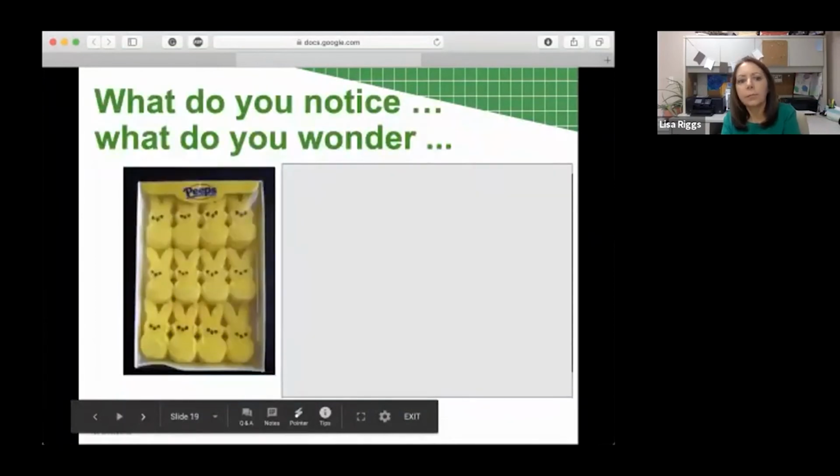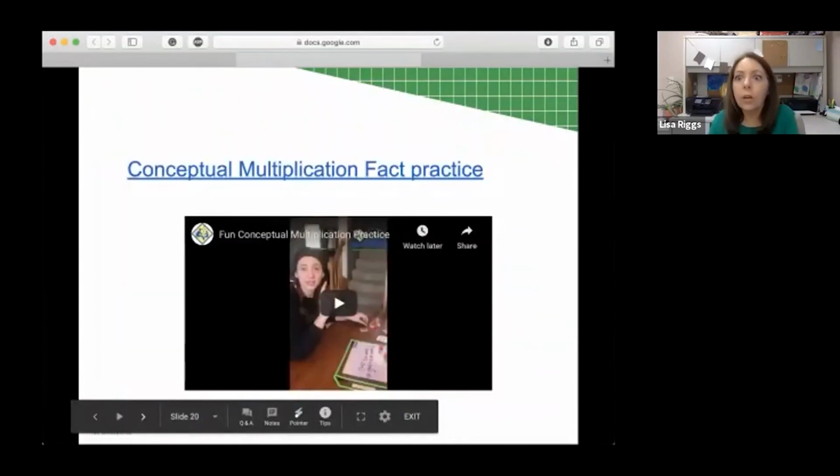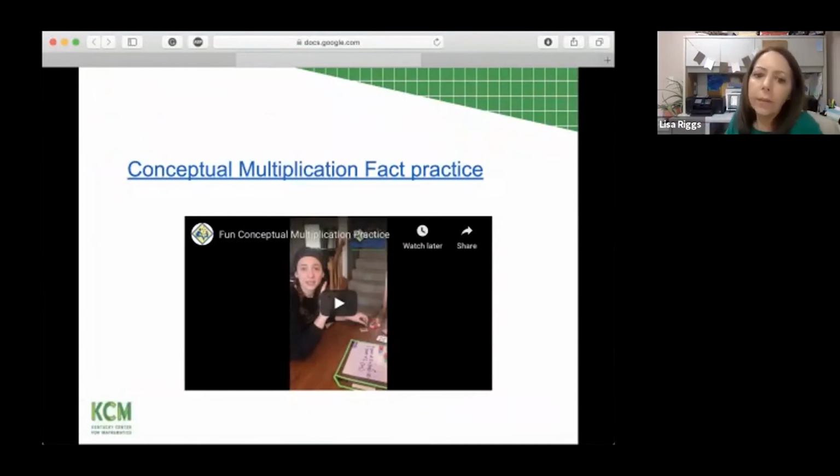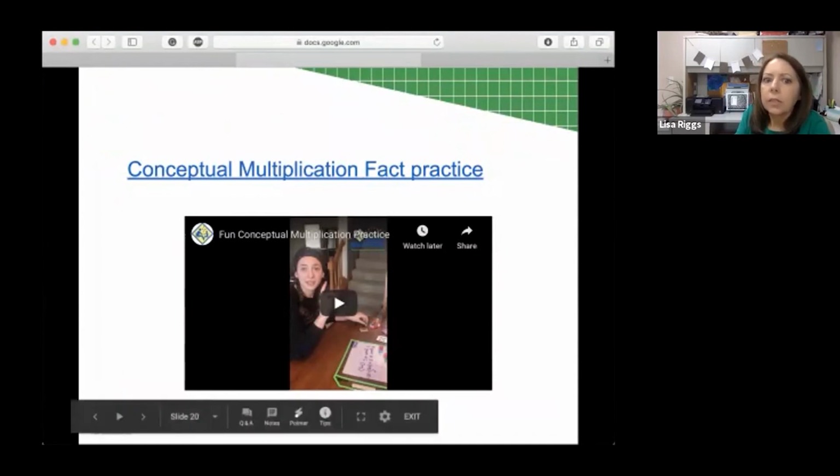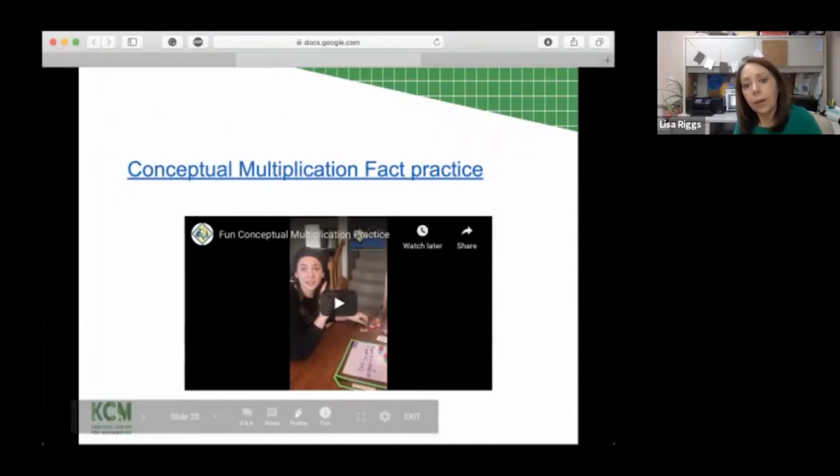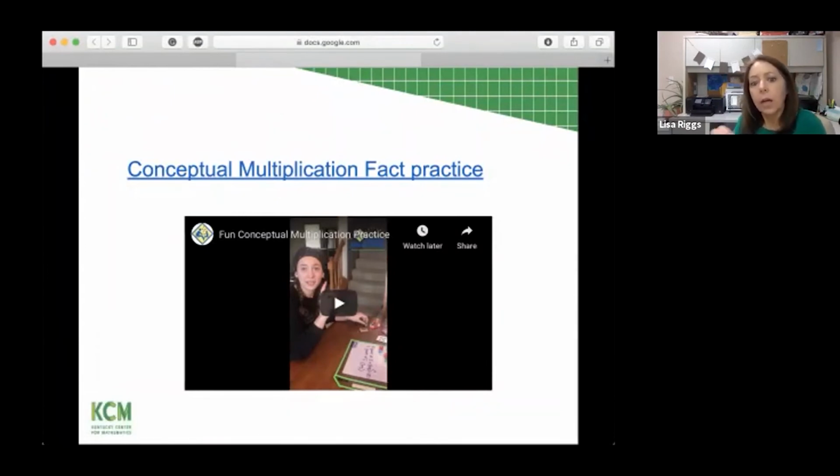Okay, so we want to build on the structures that kiddos know. One of the things that a lot of our primary students know are 10 frames. They're very familiar with 10 frames. They're very familiar with dice patterns. I'm going to play just a short little clip of a student using conceptual multiplication fact practice using the setting of 10 frames and dice patterns, building on what we know from primary.